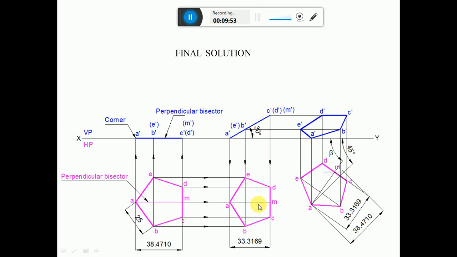Now the same perpendicular bisector is inclined to VP at 45 degrees. The inclination given in the problem is true inclination, but we are reproducing the same sketch here. So that means you are getting the apparent length.